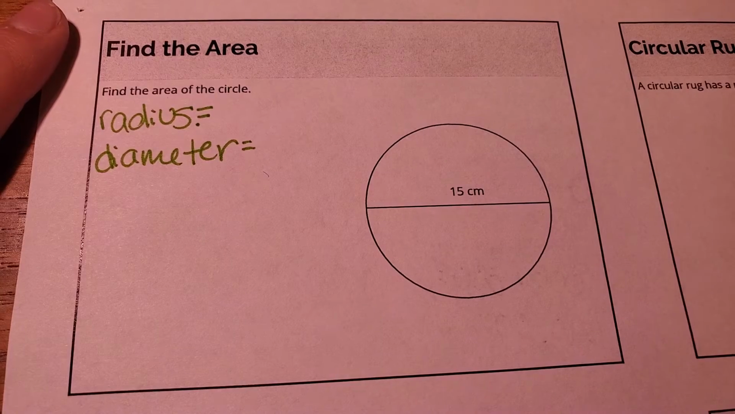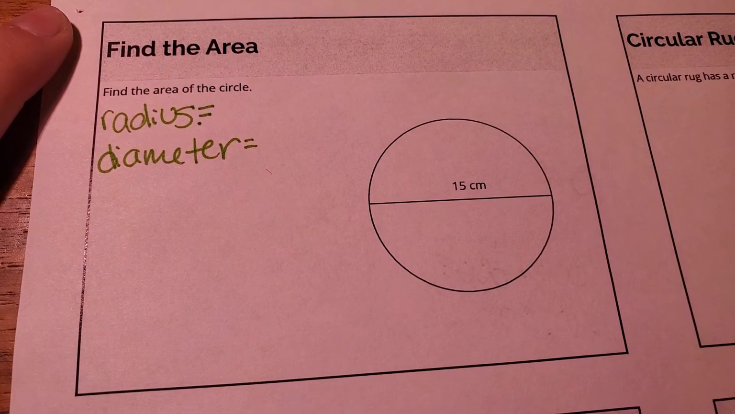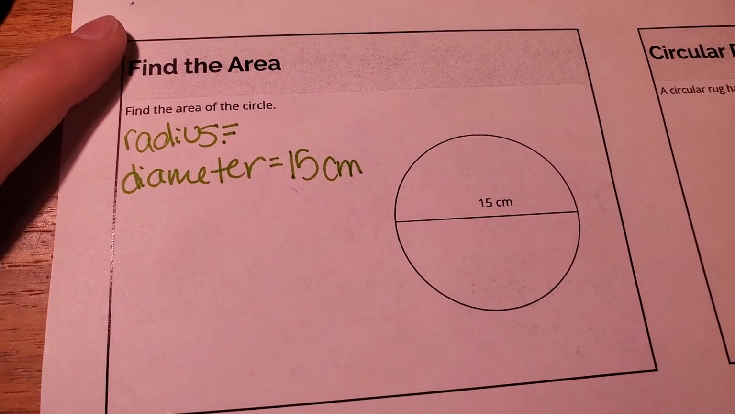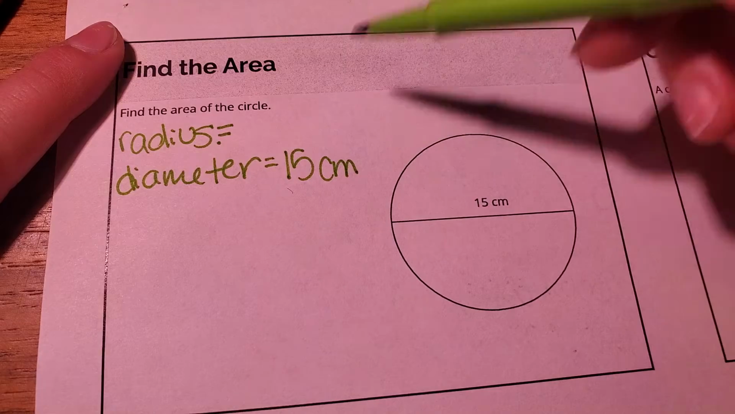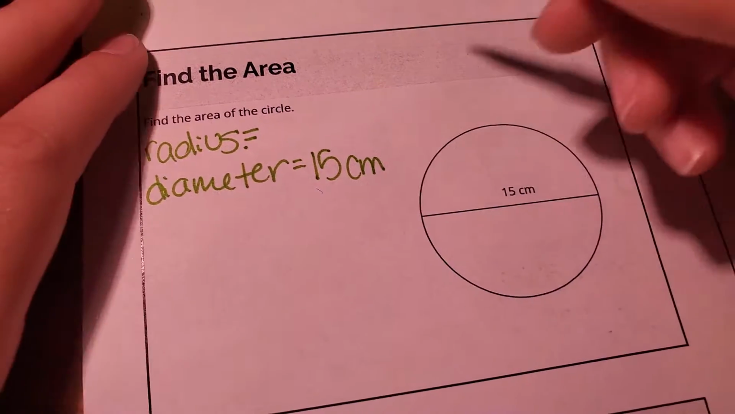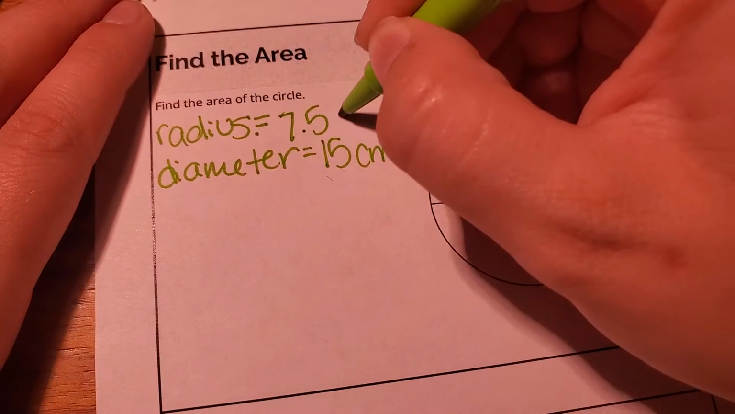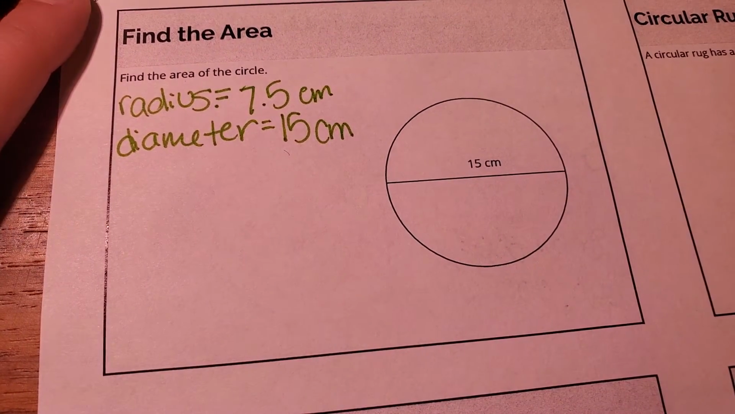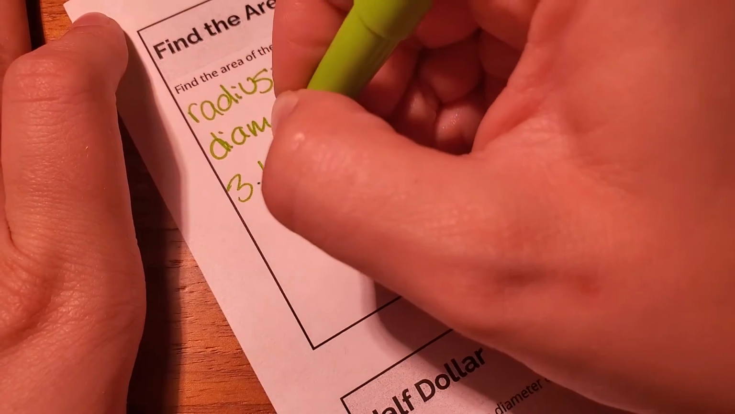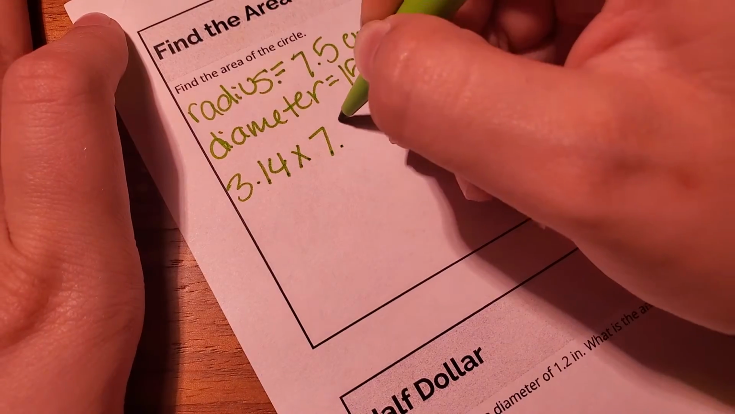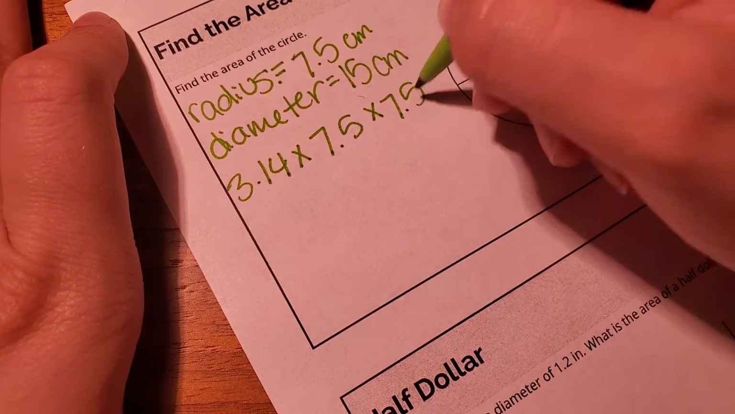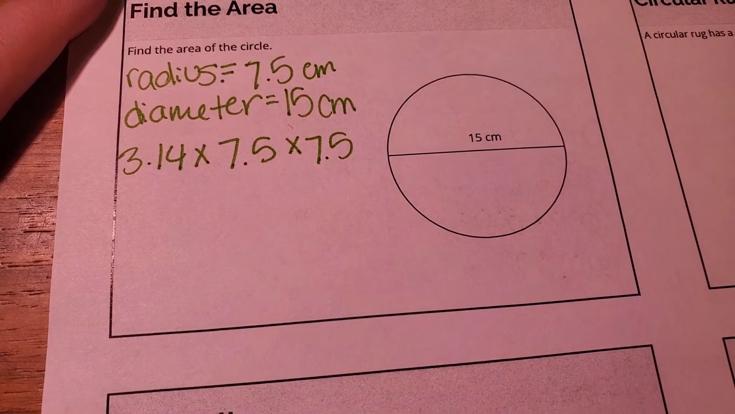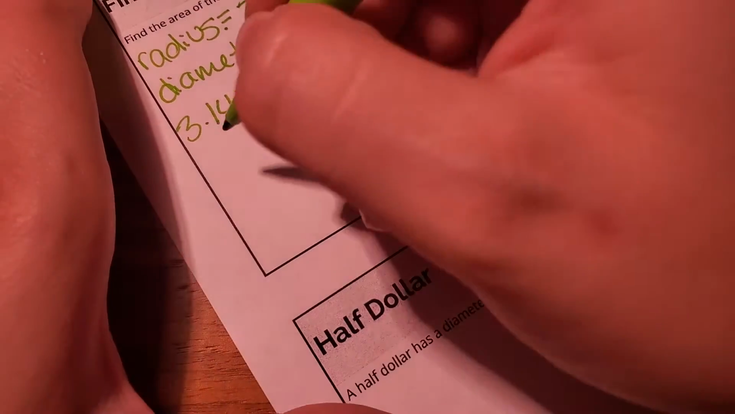Okay, so the 15 centimeters that is given to us is actually the diameter. So our diameter is equal to 15 centimeters. The radius is half of 15, so we're going to divide 15 by 2, which is 7.5. And now we can use that radius to find our area. So pi, 3.14, times 7.5 times 7.5 again. Now 7.5 times 7.5 is 56.25.